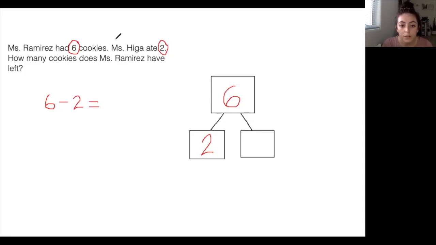To find my answer, I can draw it out. You can also use your counters, so follow along using your counters. I have 6 cookies. And I know that Miss Higa ate 2, so I'm going to cross out 2 of these cookies. Now let's count how many I have left. 1, 2, 3, 4. So that must mean that my other part is 4 cookies. And that is how we can use a number bond.